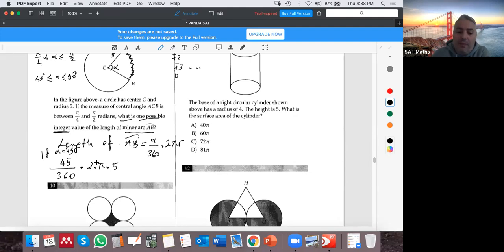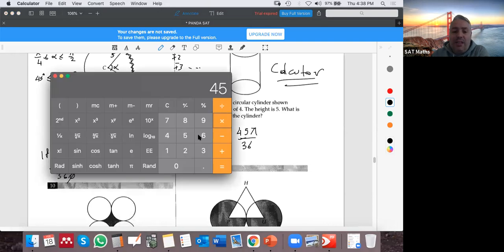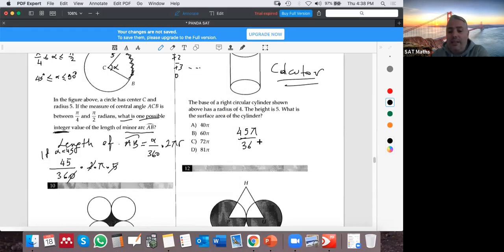So it will be 2 and 5, you know, 10 and this 0, we can simplify. So it will be 45 pi divided by 36. Even I can simplify this, but this session calculator is allowed, dear students. So we have to use the calculator. So if I use the calculator, 45 times pi divided by 36, this is equal to approximately 3.9. So this is now approximately 3.9.